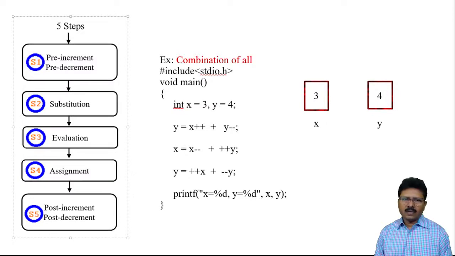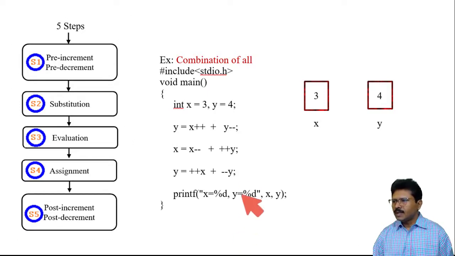Taking another example, which is the combination of all of this: pre-increment, pre-decrement, post-increment and post-decrement. See the code here. The initial value of x is equal to 3 and y is equal to 4. When this instruction is executed, the value of x will be 3 and the value of y will be 4.